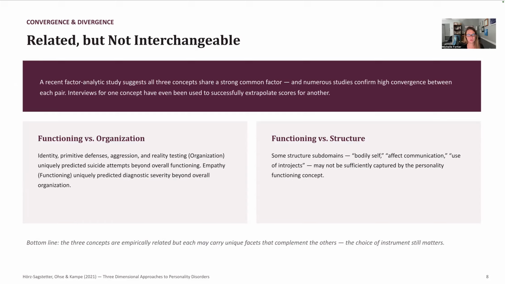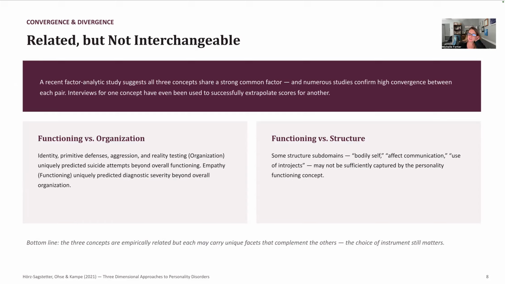So functioning versus organization: identity, primitive defenses, aggression and reality testing, organization, uniquely predicted suicide attempts beyond overall functioning. Empathy, functioning, uniquely predicted diagnostic severity beyond overall organization.